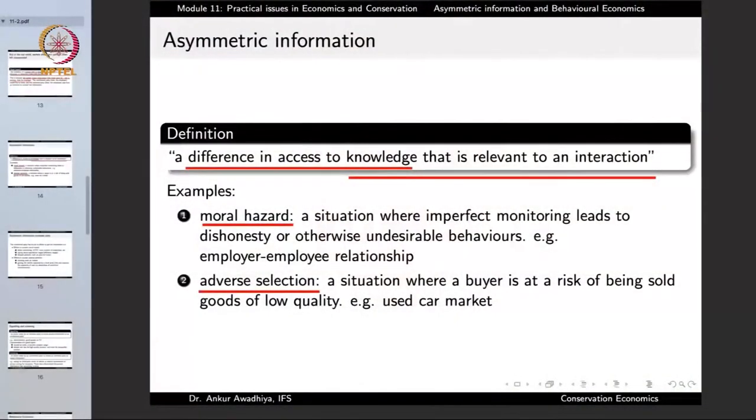And the buyer is not choosing an adverse vehicle because he wants to have a not so good car. But the buyer has got no other option because he has a dearth of information. Even if he wanted to check everything, he would not have sufficient time or expertise to check each and every part of the vehicle. So things such as these are related to asymmetric information and may result in adverse selection, a situation where a buyer is at risk of being sold goods of low quality.